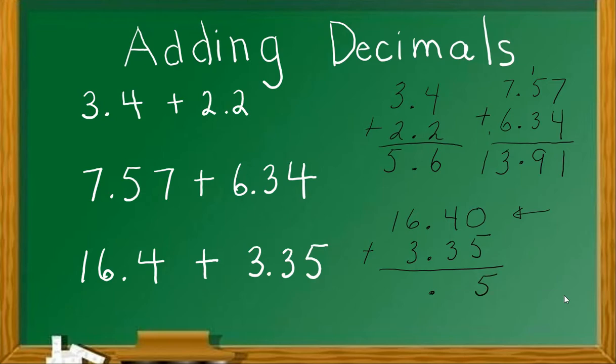4 plus 3 is 7. 6 plus 3 is 9. And 1 goes down by itself. There's nothing to add to that 1. 19.75 or 19 is 7,500.